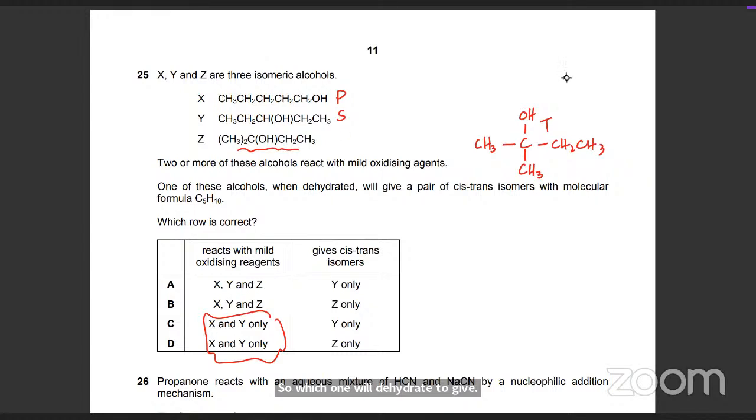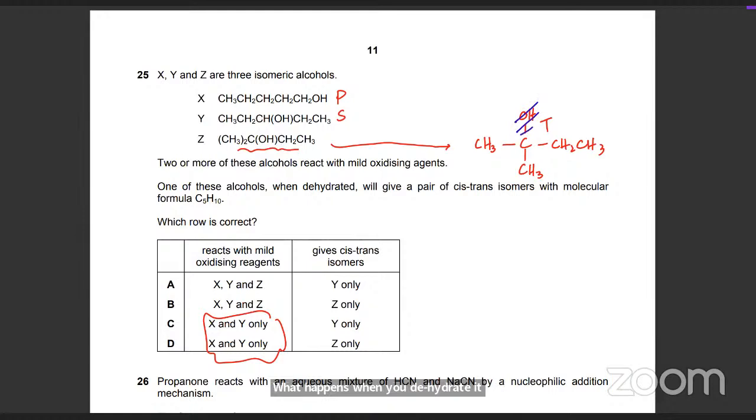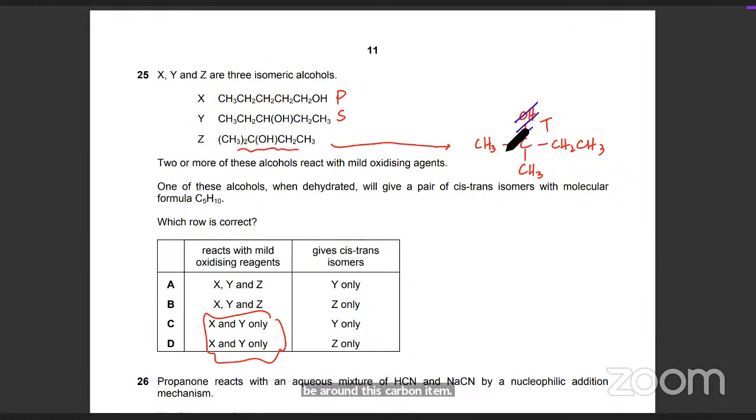As a first thing, let's draw this one, Z. Will this give cis-trans when you dehydrate it? What happens when you dehydrate it? OH is gone. A double bond forms and water is released. Where will the double bond form? What are the positions of the double bond? It's either going to be over here or over here or over here. So you've got 3 options. The double bond would be around this carbon atom. So if it's over here, will that be cis-trans?